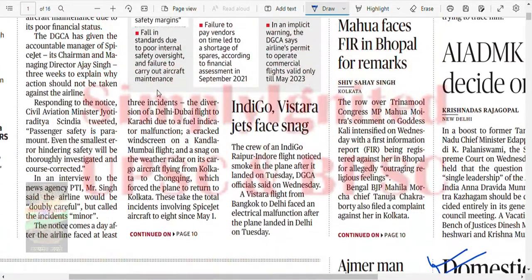Okay, the civil aviation minister tweeted, "Passenger safety is paramount. Even the smallest error in handling safety will be thoroughly investigated and course corrected." Singh said they were doubly careful but called the incident minor. The diversion of Delhi Dubai flight to Karachi due to fuel indication malfunction, cracked windscreen on Kandla Mumbai flight, and a snag on weather radar on its cargo aircraft from Kolkata to Chongqing, which forced the plane to return to Kolkata, take the total incidents involving SpiceJet to 8 since May 1.